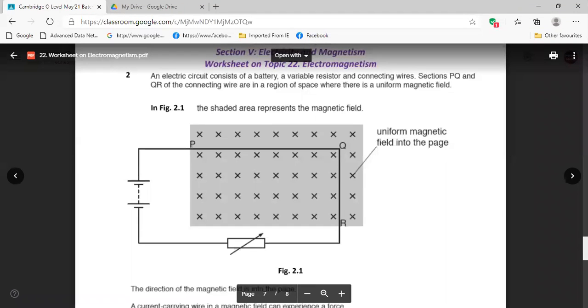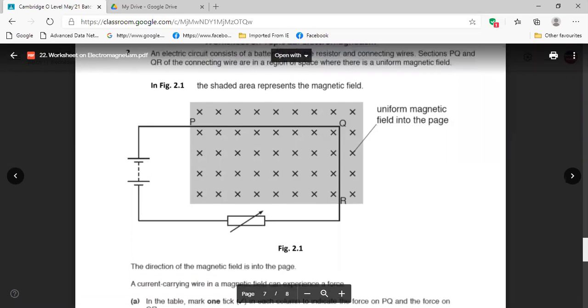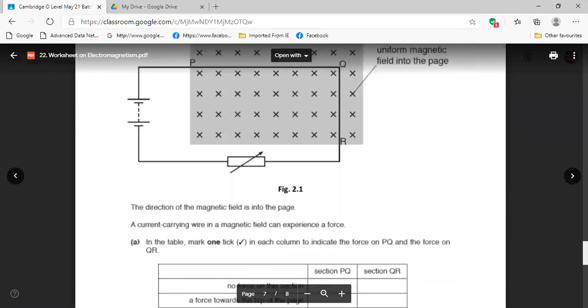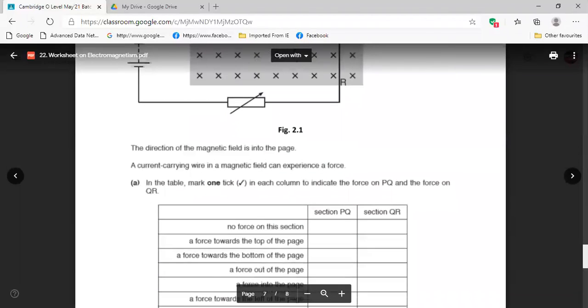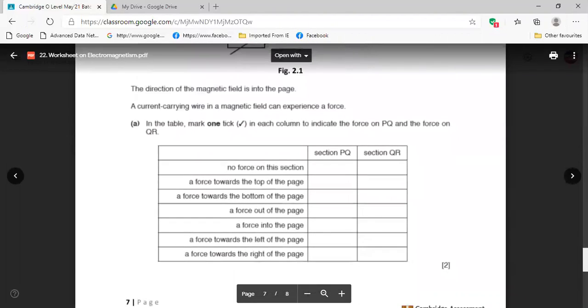An electric circuit consists of a battery, a variable resistor, and a connecting wire. Sections PQ and QR of the connecting wire are in the region of space where there is a uniform magnetic field. In Figure 2.1, the shaded area represents the magnetic field. The direction of the magnetic field is into the page. A current-carrying wire in a magnetic field can experience a force. In the table, mark one tick in each column to indicate the force on PQ and the force on QR.